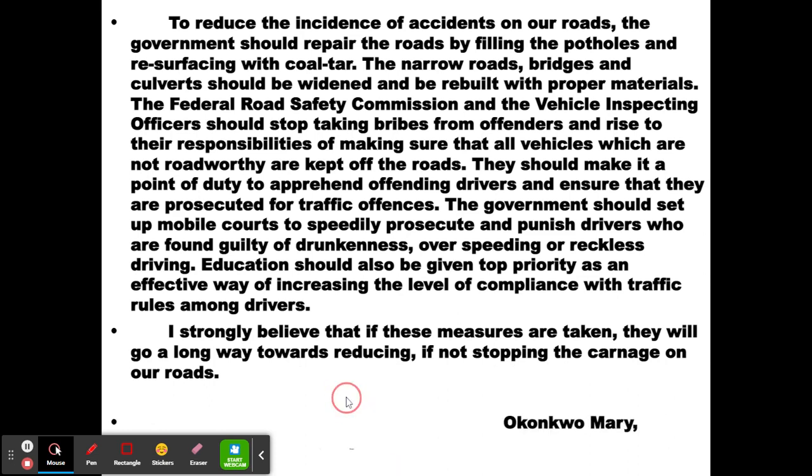All right, so the next thing is the writer's name and location. And you can see it here, Okonkwo Mary, Enugu. You might want to write your full address. Of course, that is acceptable, okay?